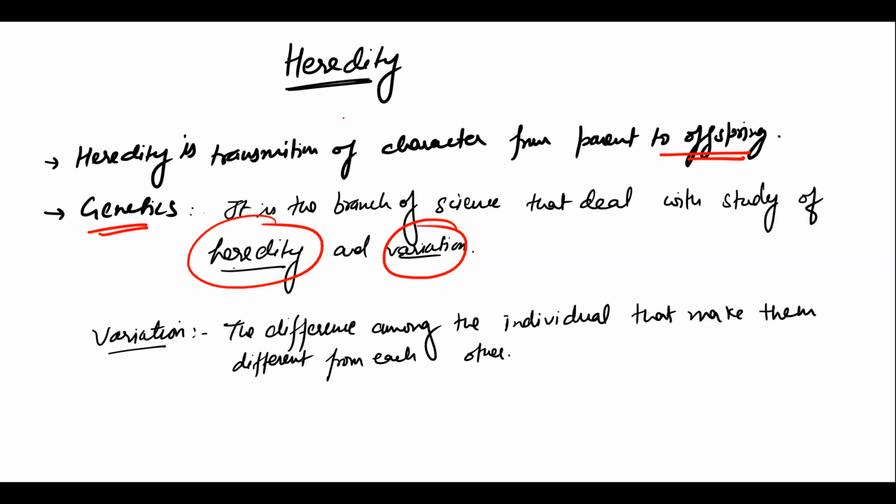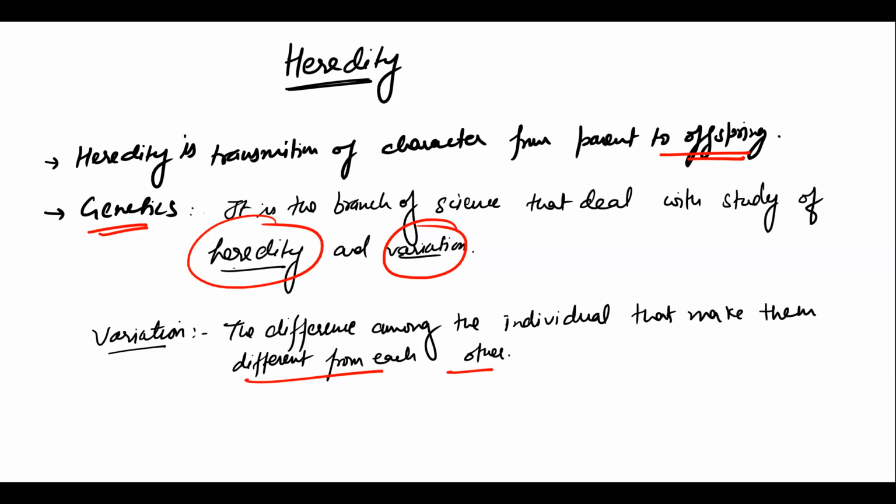So what I'm talking about as variation is the difference among individuals that makes them different from each other. Understood? So what is variation? Variation among the individuals that makes them different from each other. You noted? Okay, everybody noted in the class?